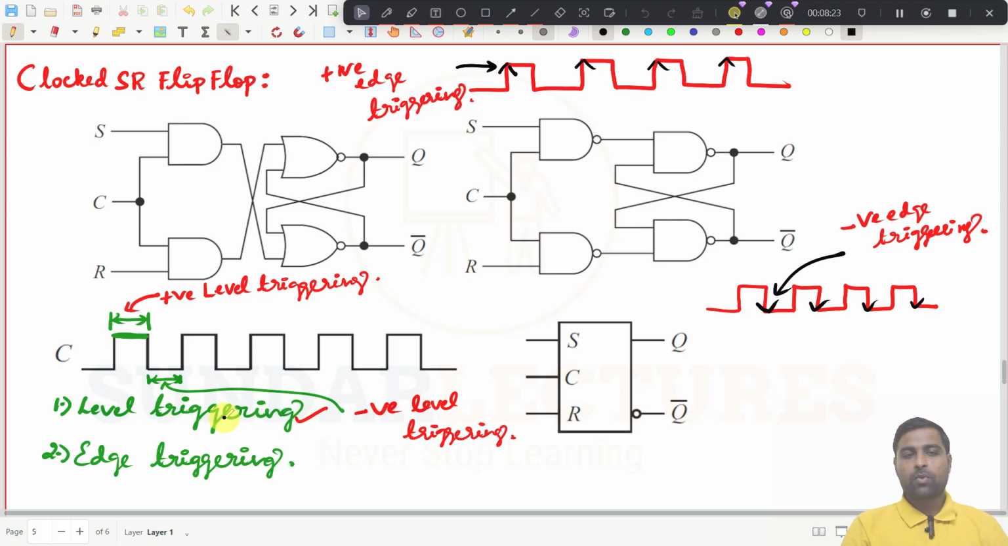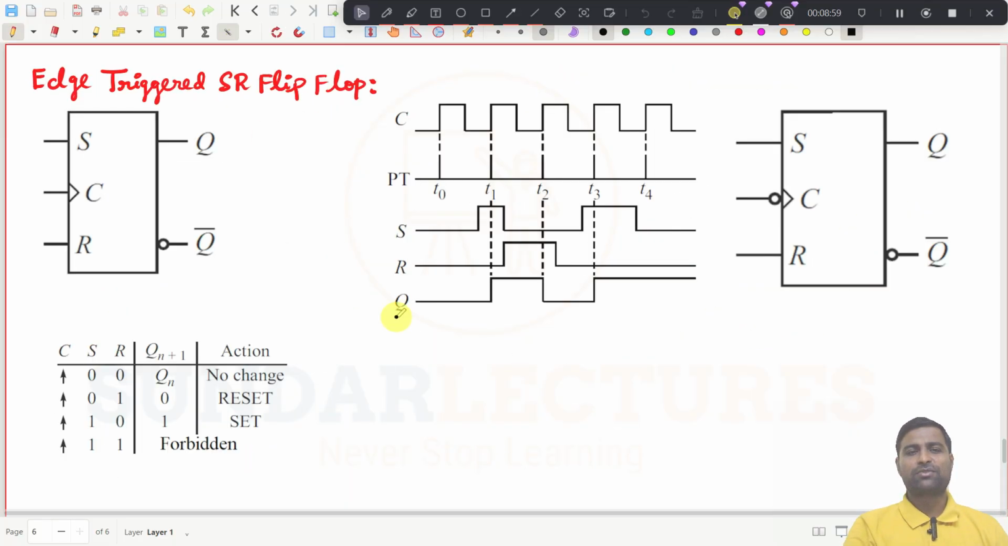Like that, we have four different triggerings. The major partition is level triggering and edge triggering. And in level triggering, we have positive level triggering and negative level triggering. At these levels, the edge triggering flip flops will not see the input for S and R. Try to understand, right? That is the idea. Can you understand what triggerings are available in SR flip flops, or flip flops in general? So there are four types: positive level triggering, negative level triggering, positive edge triggering, negative edge triggering. That's all. That is what I have written here also.